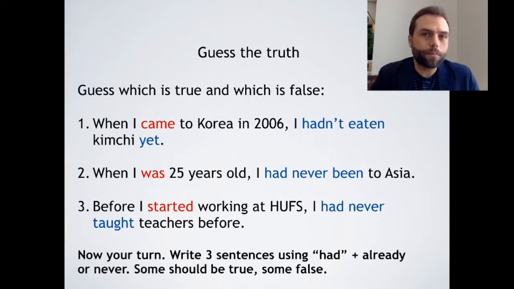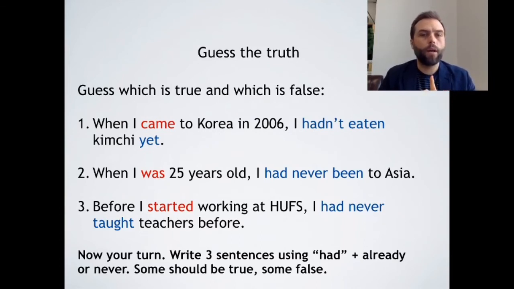Okay, now here's another kind of nice type of activity. You give some examples and ask students to guess which ones are true or to find the mistakes or something like that. So guess the truth. Guess which is true and which is false. These are 3 sentences about me.